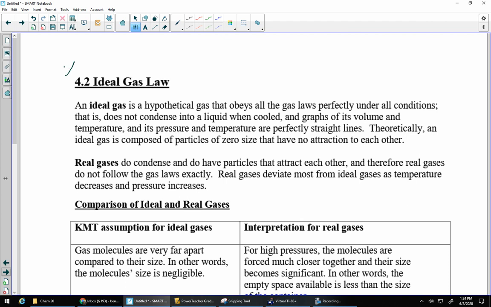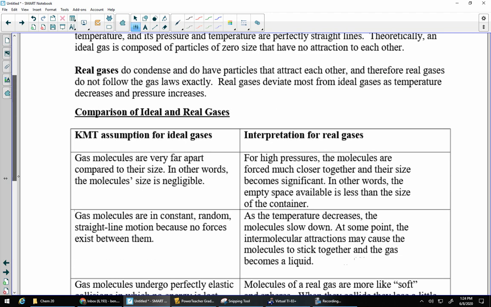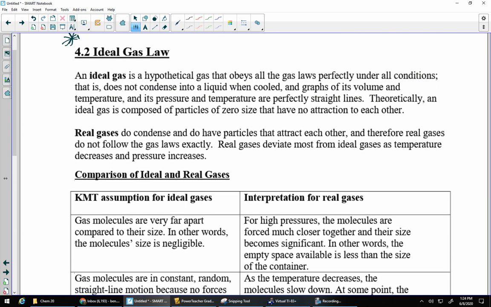What you definitely should have a look at and do a bit of practice with is page 24. We're talking about the ideal gas law, and we're going to talk about real gases versus ideal gases. First and foremost, an ideal gas is a gas that obeys all of the gas laws perfectly. Doesn't matter what condition it's in, it's always adhering to those gas laws that we talked about in the last one. So Charles's law, Boyle's law, Gay-Lussac's law. In other words, they never ever condense into a liquid. Their graphs are perfect no matter what.